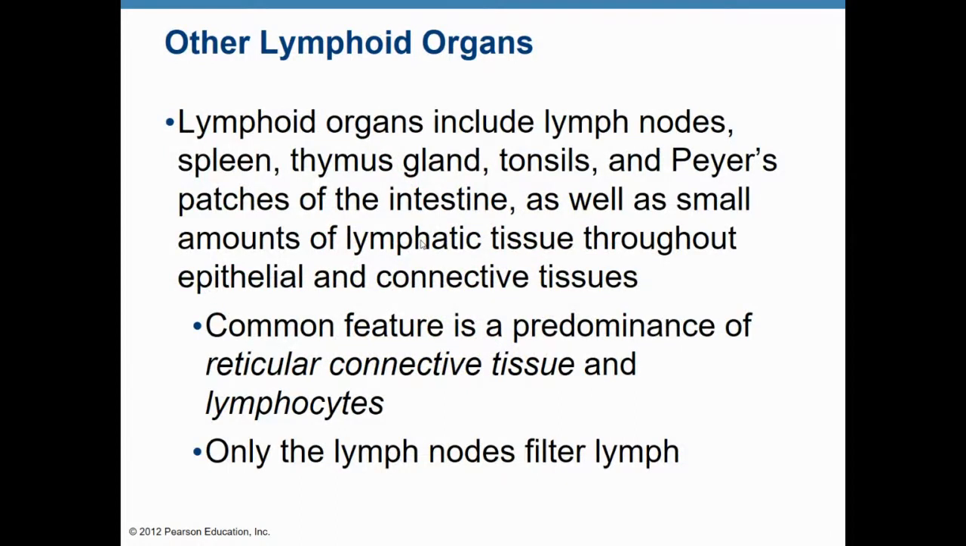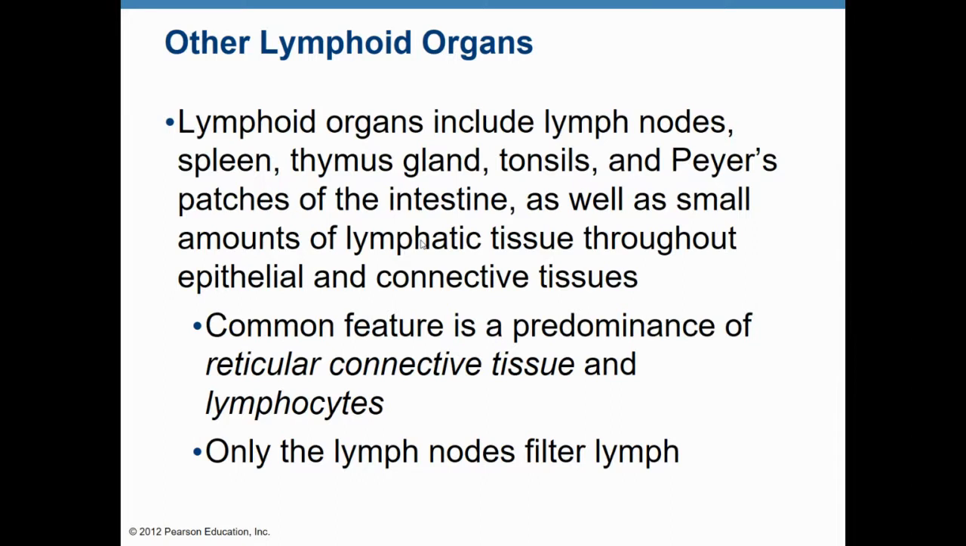Now, lymph nodes are just one organ of the lymphatic system. We have other organs like the spleen, the thymus gland, the tonsils, and Peyer's patches. And there's also going to be small smatterings of lymphatic tissue that is spread through nearly all of our epithelial and connective tissues.